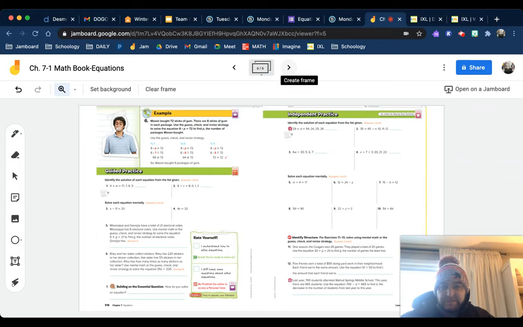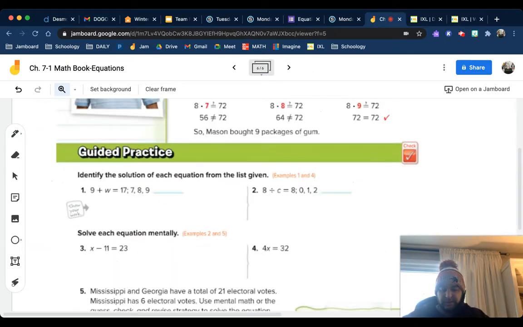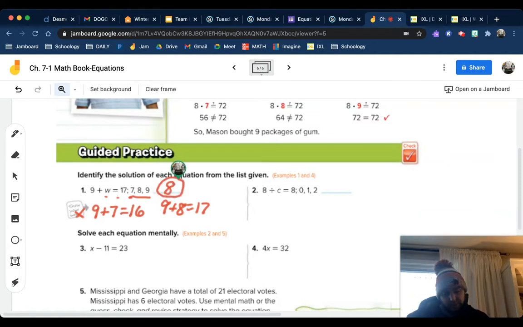And this last page is page 516 and 517. If you take a look, it says identify the solution of each equation from the list given, meaning you want to try these numbers out in for W. So 9, whoops, not G. I'm going to just rewrite 9 plus, I'm going to use the first number, 7 equals 16. Nope, that's wrong. Okay. 9 plus 8 equals 17. Well, that's your winner. So you want to put 8 here. 8 is the winner.